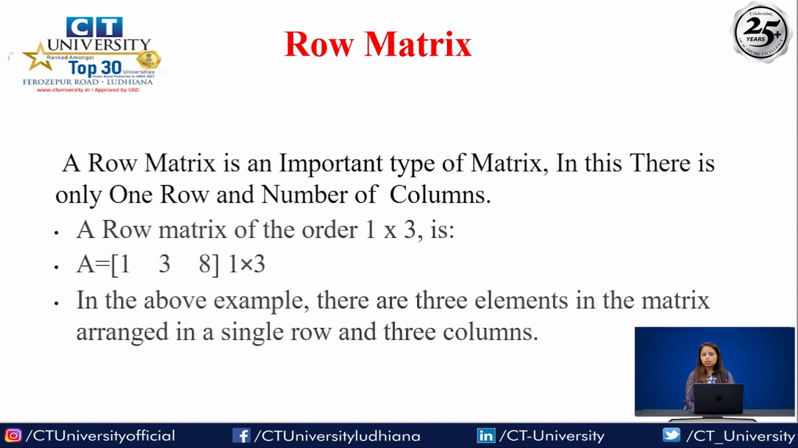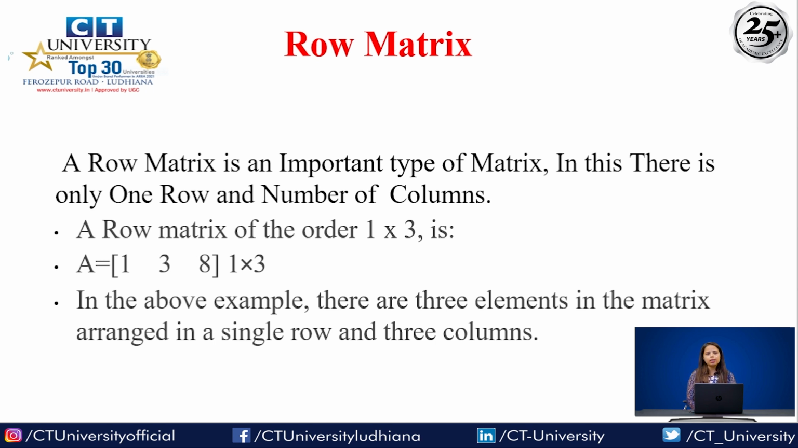How many rows are there? 1. And how many columns are there? 3. So the matrix is of type 1 cross 3. This is cross, not multiply. There is only one row and 3 columns, so the order of this matrix is 1 cross 3. So in this example there are 3 elements in the matrix arranged in a single row, and there are 3 columns.